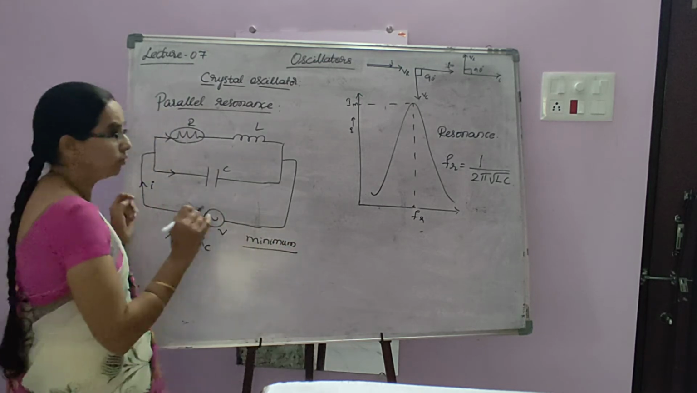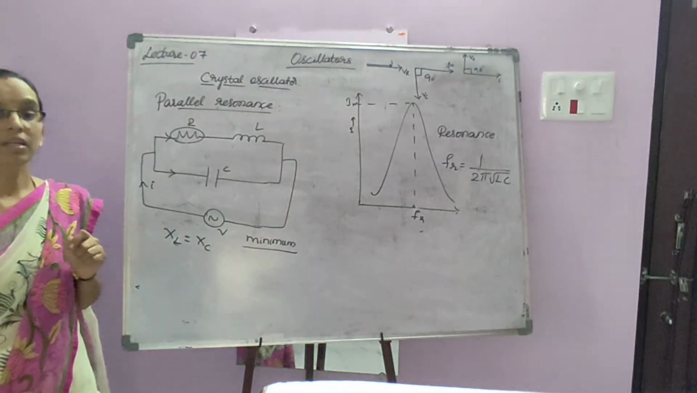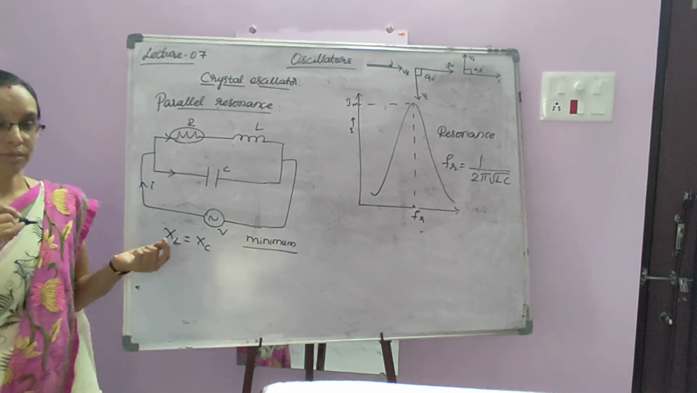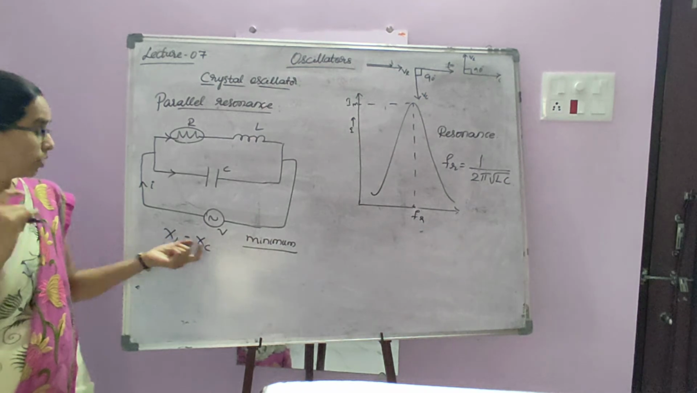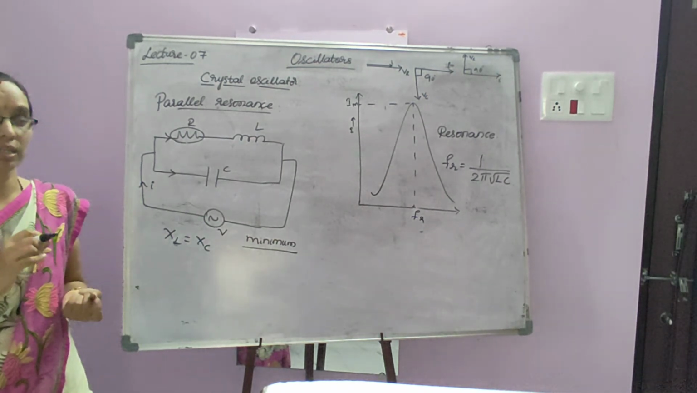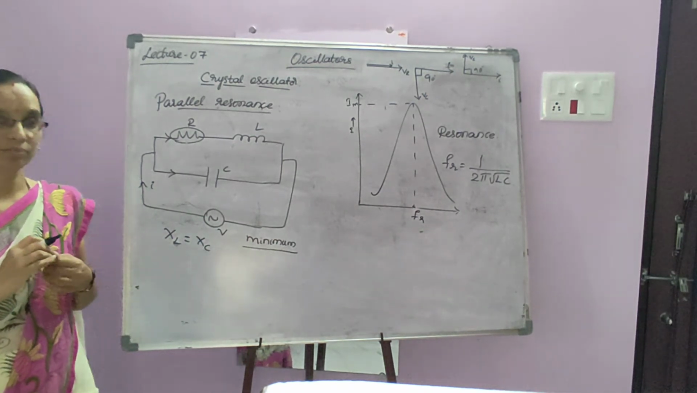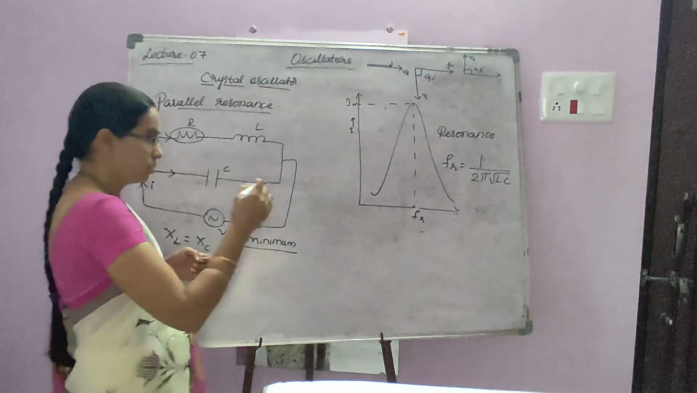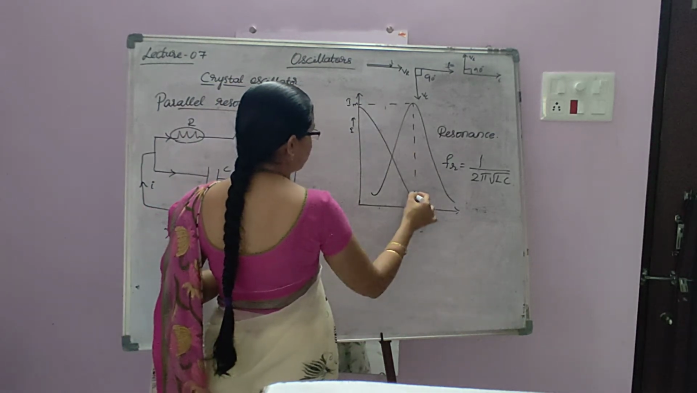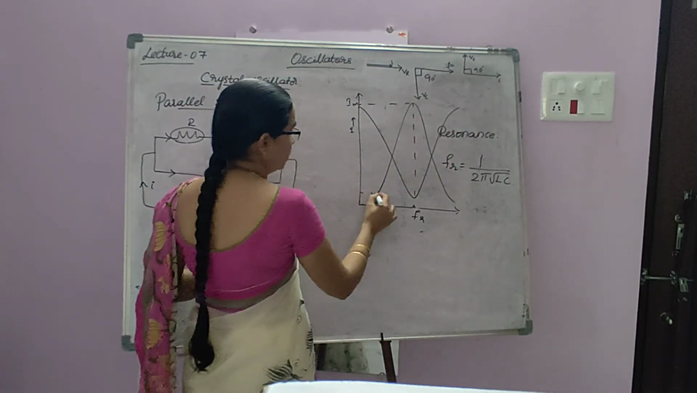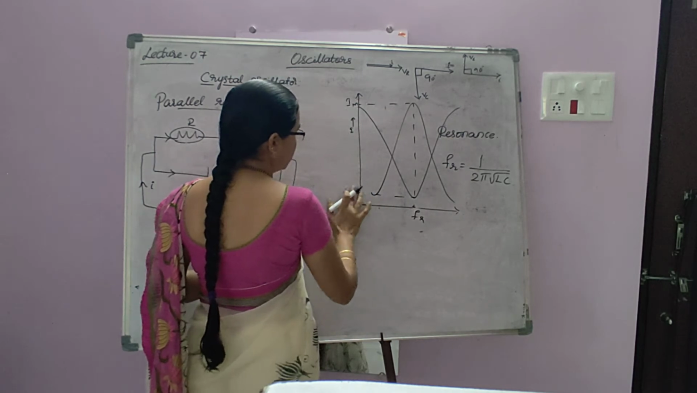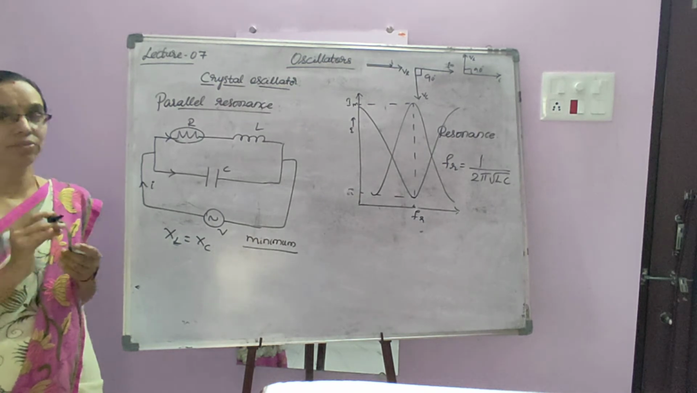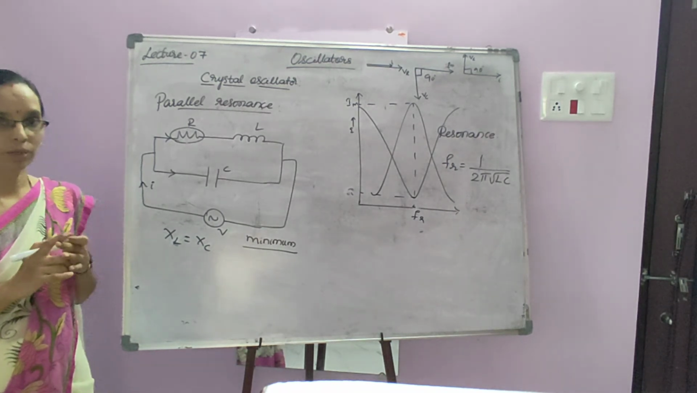In the series resonance circuit, the current drawn from the circuit is maximum at the point of resonance, whereas in the parallel resonance circuit, the current drawn from the circuit will be minimum. So the resonant frequency curve for the parallel resonance will be something like that. The current will be very less at the point of resonance. Okay.